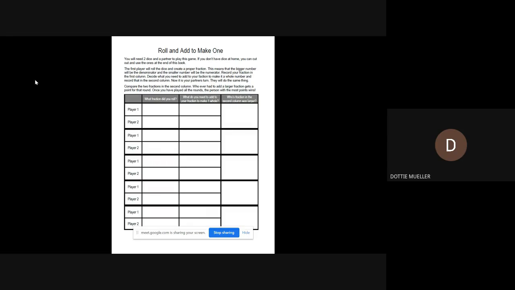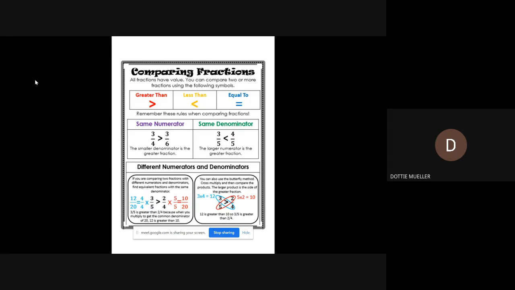We're going to record that fraction in the first column and then decide what we need to make that fraction whole, and record that fraction in the second column. Then your partner will roll the dice and it will be their turn to do the same thing. When we compare the fractions at the end of each round, we'll decide who has the larger fraction, and that person wins the point for the round. So to help with this, you really need to understand comparing fractions. We're going to use, of course, the greater than, less than, or equal.